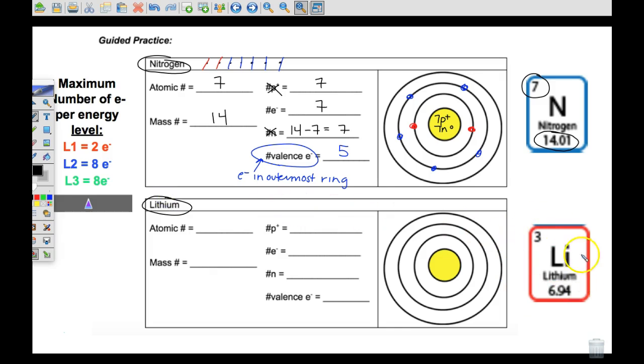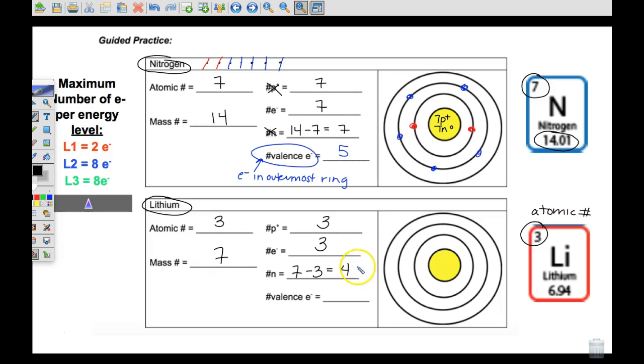So according to my periodic table, I have an atomic number of 3, because it's the smaller of the two numbers, and a rounded mass number or atomic mass of 7. According to my previous knowledge of atomic number, that means I have 3 protons and 3 electrons. And to determine the number of neutrons, I have to subtract the atomic number from the mass number. So in lithium, I have 4 neutrons.